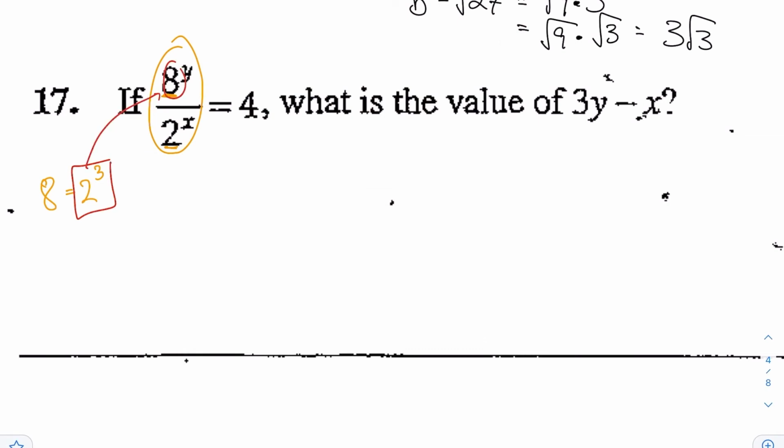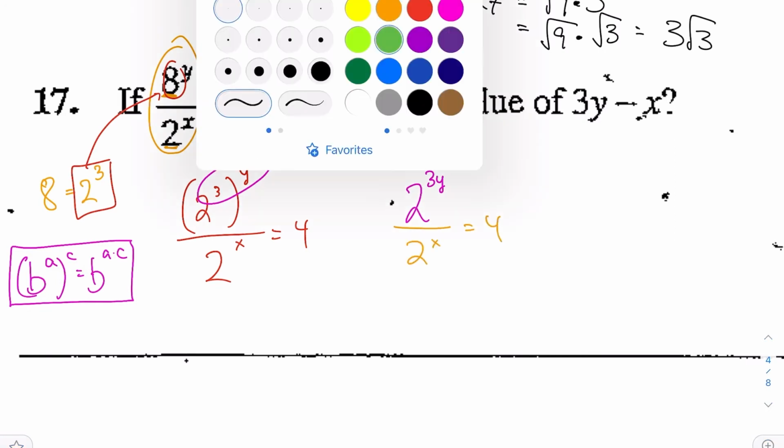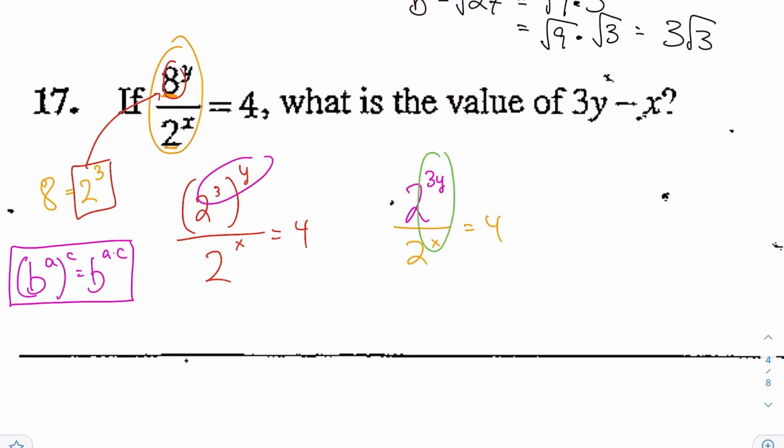And then you'll do some of the laws of exponents. So instead of 8 raised to the y, it turns to 2 cubed raised to the y power divided by 2 raised to the x is equal to 4. And now here, you have a power to a power, which is this law of exponent that states that b to the a raised to the c is equal to b to the a times c. So you have to multiply the exponents, and that's going to turn to 2 raised to the 3y power. And then you're still dividing by 2 raised to the x. That's equal to 4.